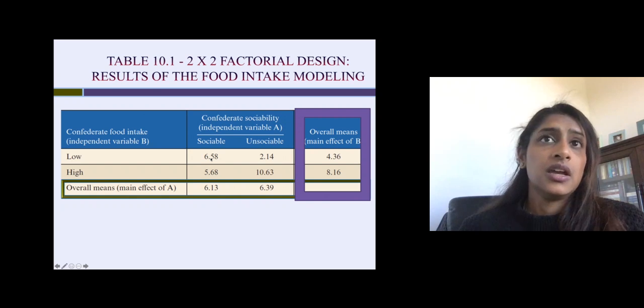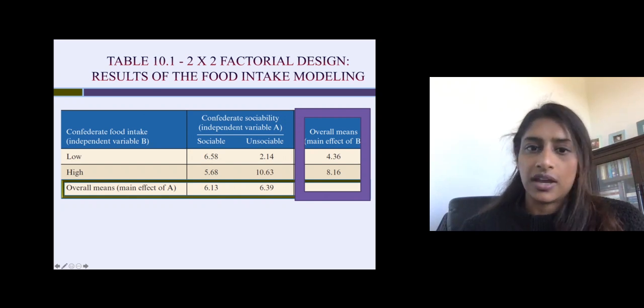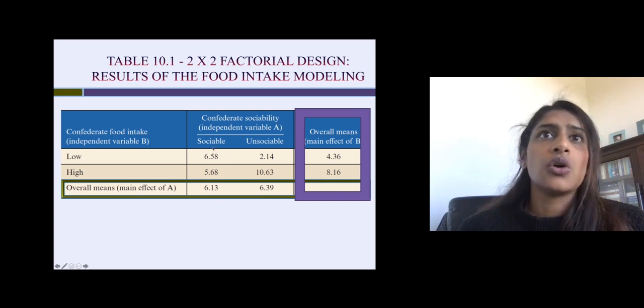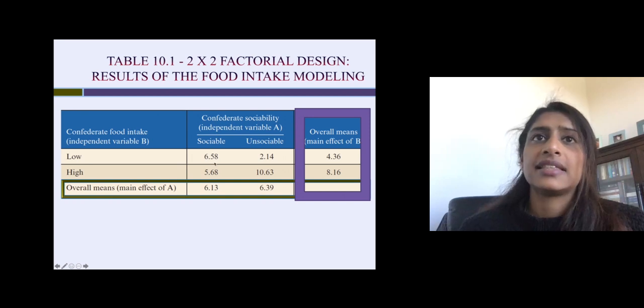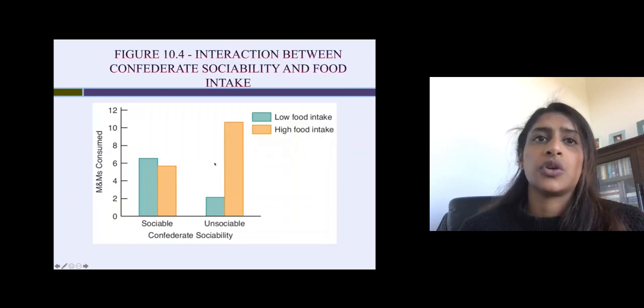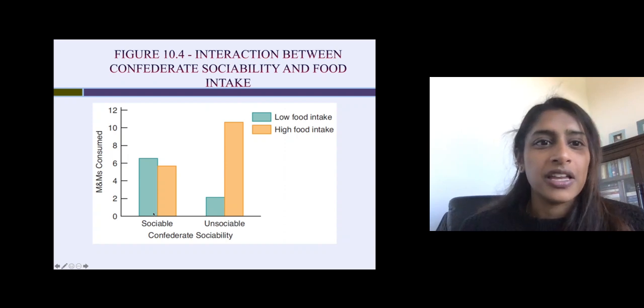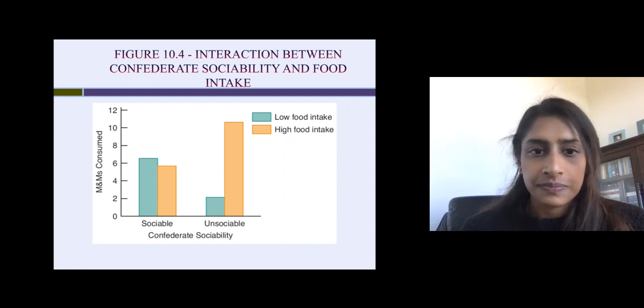I'm just going to do one so you can follow along. We have our social Confederate in the low food intake at 6.58. So we plot that, 6.58. That's how we get this bar graph. We'll do the same for each of the other bars.